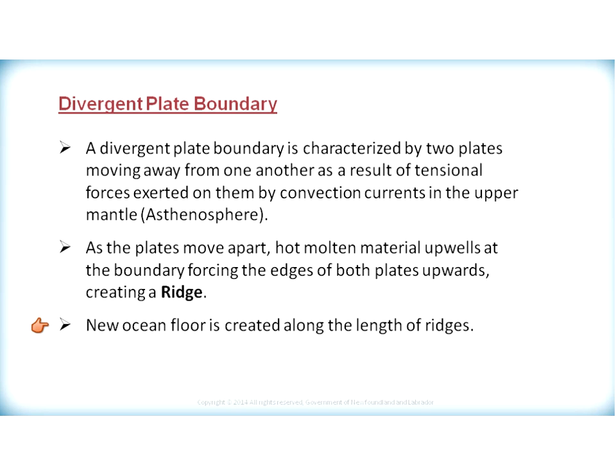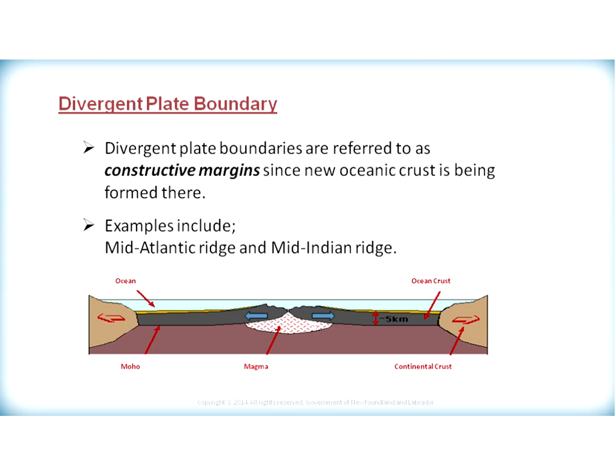At this type of boundary, new ocean floor is being created along the length of the ridge as the two plates move apart, which is caused by tensional forces from convection currents. The divergent plate boundaries are referred to as constructive margins, since ocean crust is being formed there. Examples include the Mid-Atlantic Ridge and the Mid-Indian Ridge.